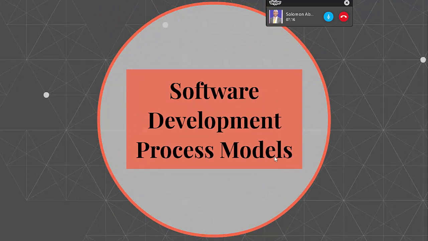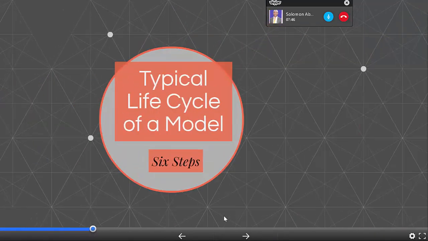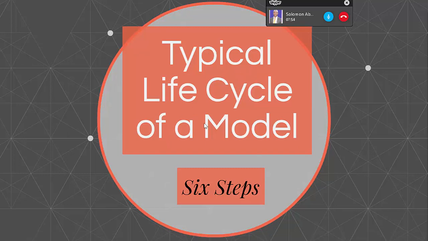Now we have different models of software development process. There are several models. Don't bother yourself about digging in deep into them. Just know that there are the following models. There's the agile model, there's the incremental model, iterative, prototype, RAD or RAD if you like, the spiral, the V, and the waterfall.